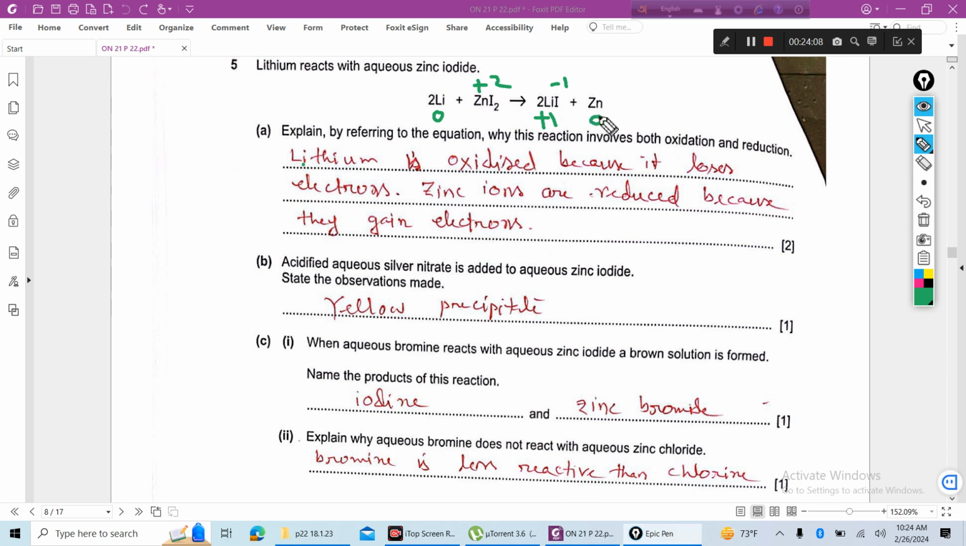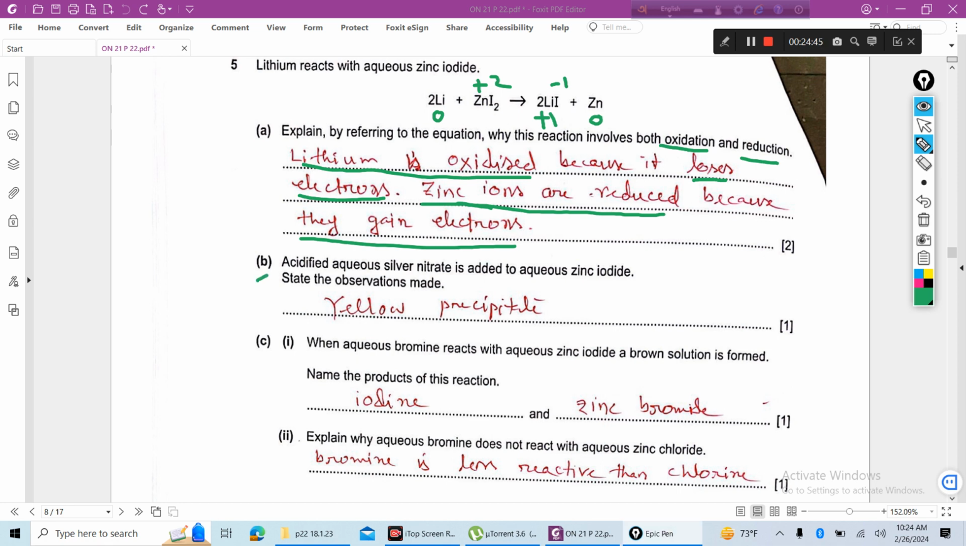So lithium is oxidized, 0 to plus 1, because it loses electrons. Zinc ion, zinc 2 plus here, 0 here, the zinc ion is reduced because it gains electrons. Here lithium is oxidized because it loses electrons, zinc ion is reduced because it gains electrons. That's why this reaction involves both oxidation and reduction.